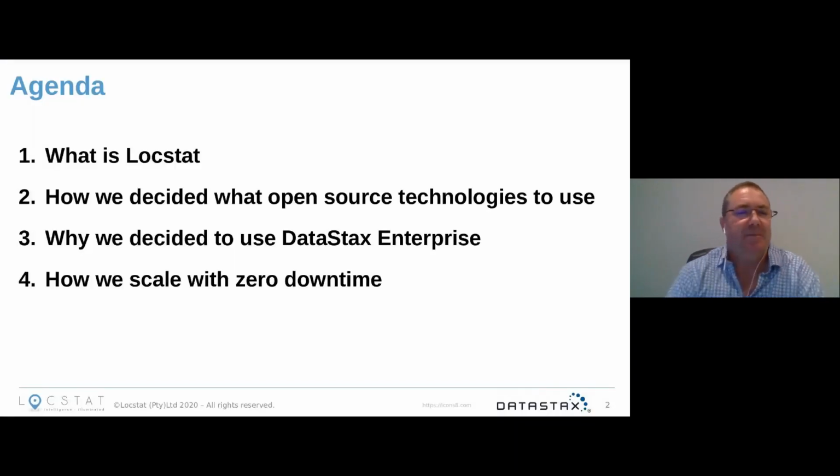Okay, so just as a start off of the webinar, a quick agenda. I'll start off by giving you an overview of what Lockstat is and what it represents. Then I will look at how we decided what open source technologies to use in Lockstat. After that, I will follow up with looking at why we decided to use DataStax Enterprise in our solution space. And then, importantly, I would like to show you how we scale Lockstat with zero downtime.